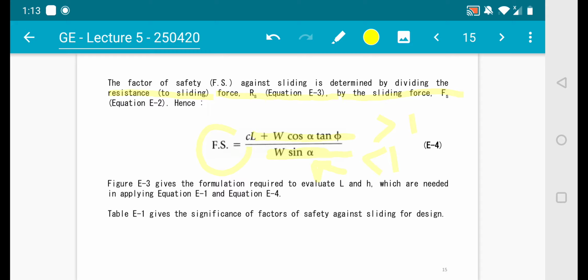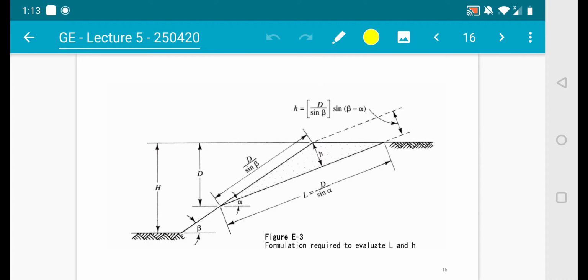If you want to look at figure E3, this one gives the formulation required to evaluate L and H, which are needed in applying equation E1 and E4. So if you want to go more detailed, this is how you calculate the remaining parameters. Pretty simple basic maths, so you can derive this easily.